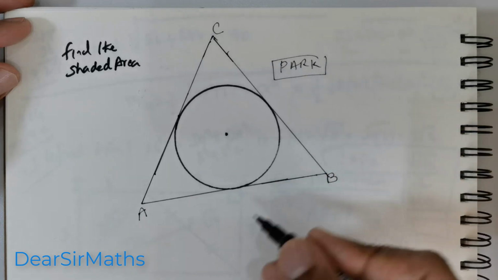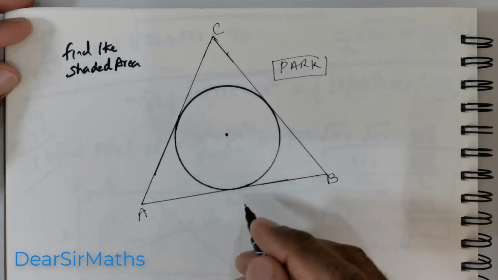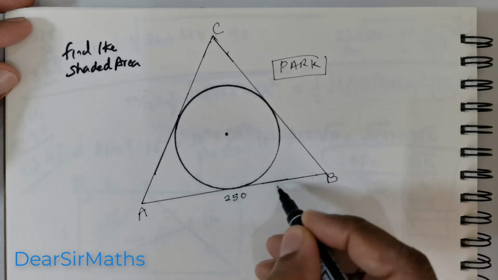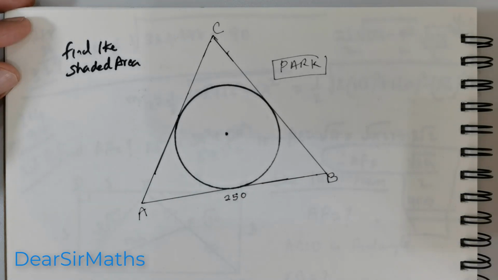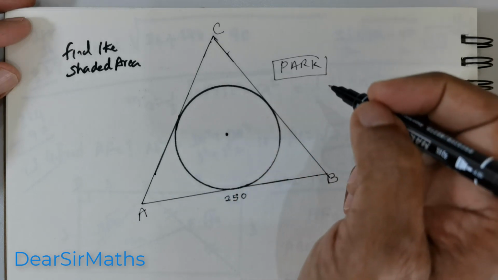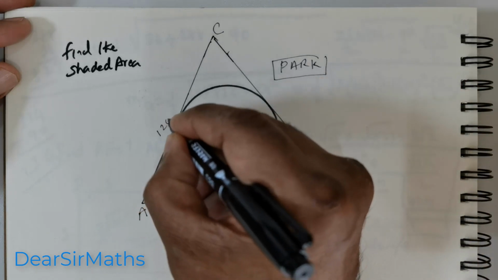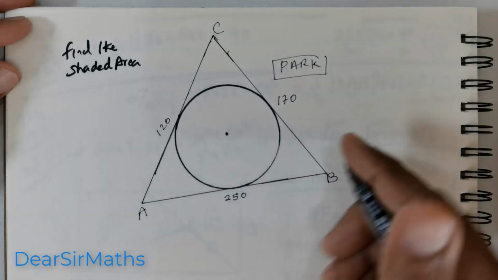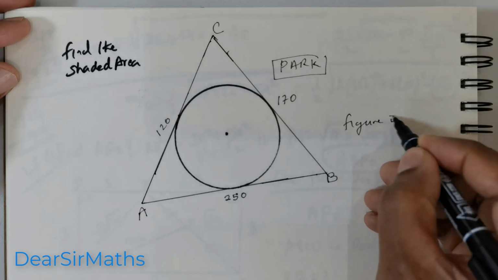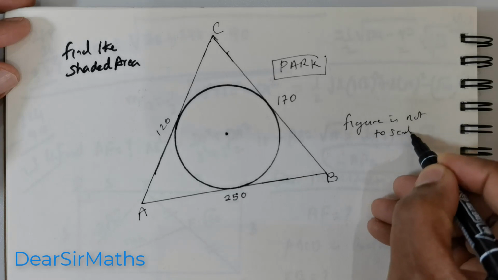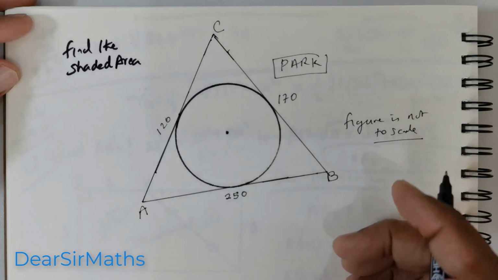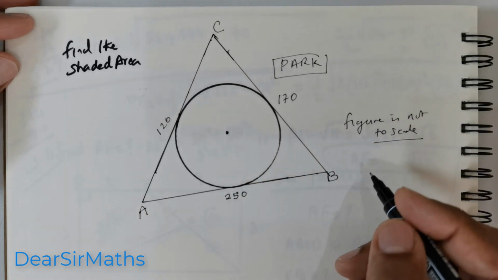Now we've been given the following measurements. So this is say 250, and this side is say 120 and this side is 170. And let me give you this information: the figure is not to scale, so don't be upset that 250 is so small, right? So this is just a pictorial representation of the park.